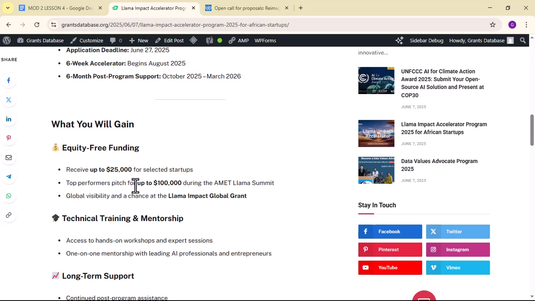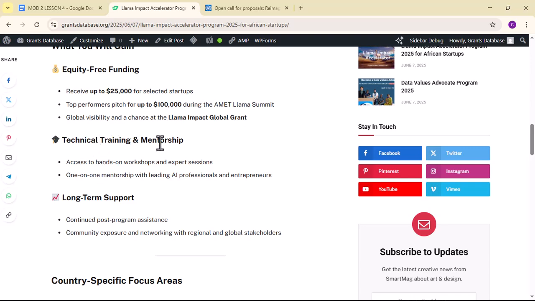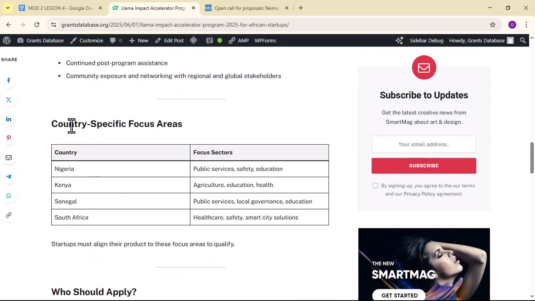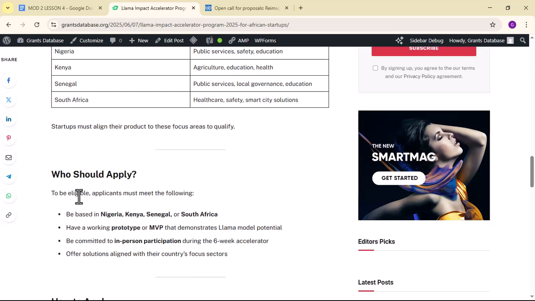The top performer will pitch for up to $100,000, and then global visibility and a chance at the Llama Impact Global Grant. So technical training also for you, long-term support also. Now here at Grant Database, we've broken it down to country-specific focus areas: Nigeria, Kenya, Senegal, South Africa. So who can apply? If you are going to apply for this grant, now this is eligibility, right? Who can apply, or if you see the word eligibility.